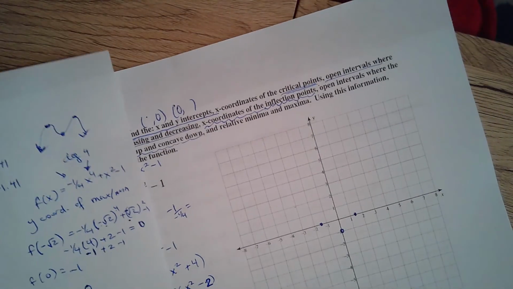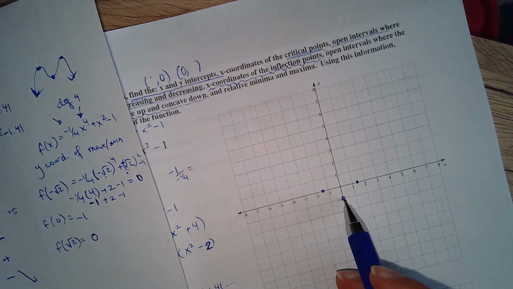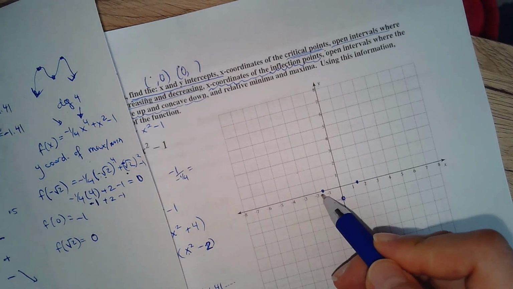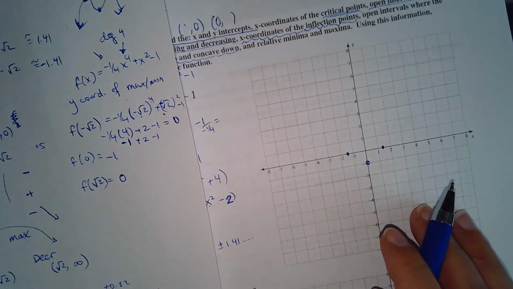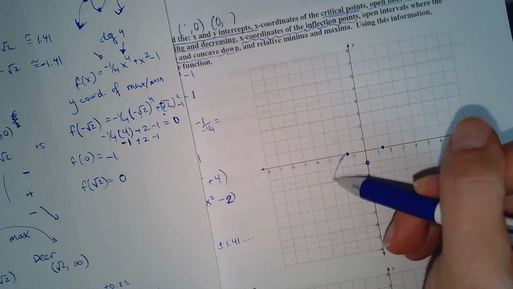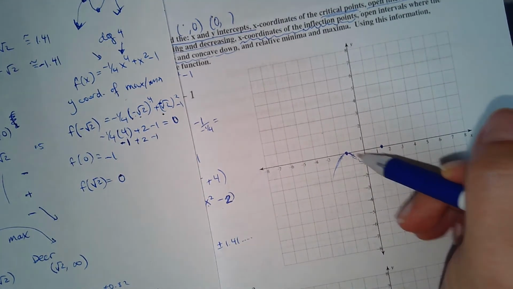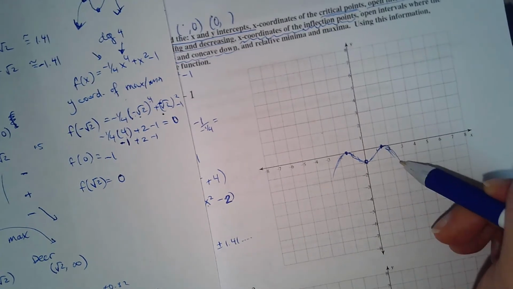So let's graph this chunky thing. We already graphed x-intercepts. We already graphed our y-intercept. Now we need to go to our negative root 2. We know this is our max. Let's put in our concavity. Well, we know it goes something like this. We're going to connect it with a curved line.